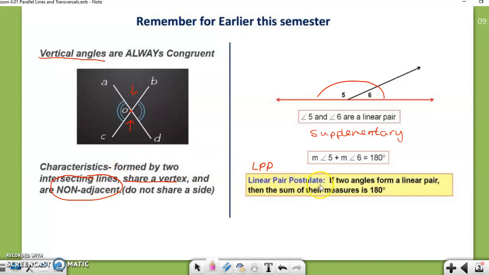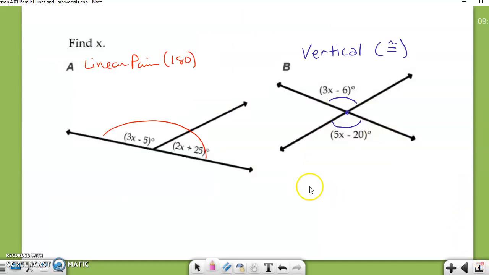Also remember our linear pair postulate, LPP. If two angles form a linear pair, then their sum is 180 degrees. Angles 5 and 6 are a linear pair. They are adjacent and on the same line. They share this ray right here that makes them adjacent, share the same line, the red one. So they're a linear pair, which means they are supplementary. Definition of supplementary is that the measures add up to 180 degrees.